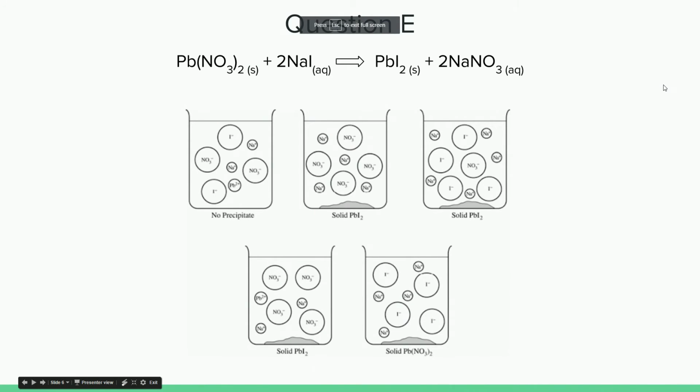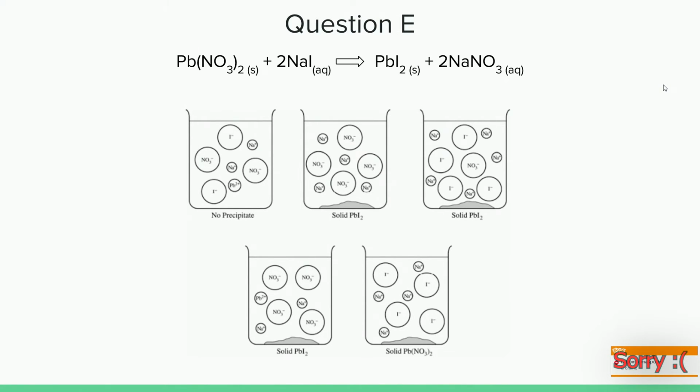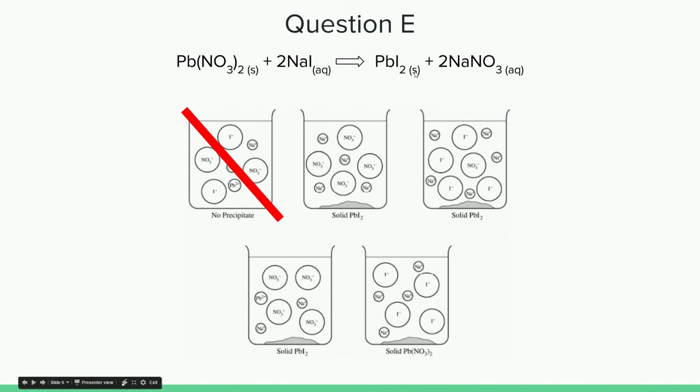Question E asks us to identify which one of the diagrams listed best represents the results after the mixture reacted completely. So immediately, we can cross out the one on the top left because it says that no precipitate forms, which is clearly wrong because in the equation it states that PbI2 is a solid compound. Using that information, we can also cross out the one on the bottom right because it has the lead-2 nitrate as the precipitate, showing that no reaction occurred.